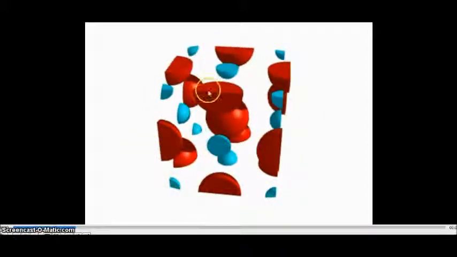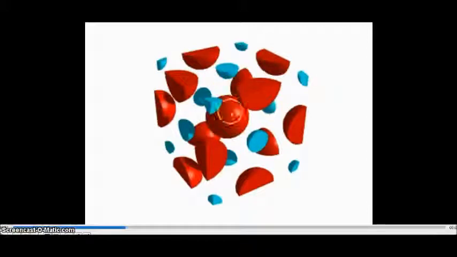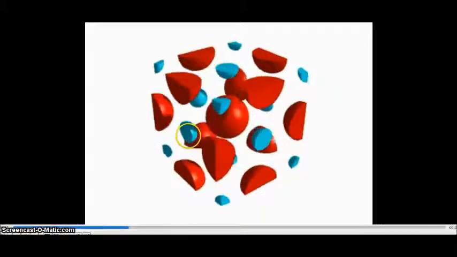One thing you can see, this is a 3D picture of a sodium chloride crystal. You can see the red atoms are sodium and the blue atoms are chloride. All the chloride atoms are surrounded by sodium and all sodium atoms are surrounded by chloride ions.